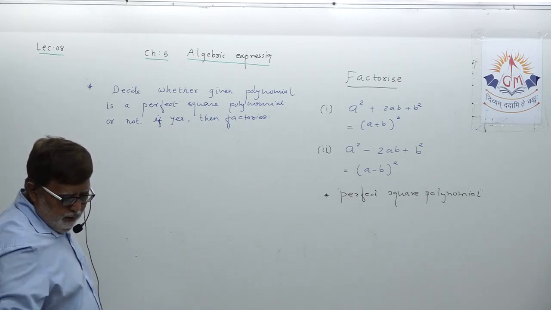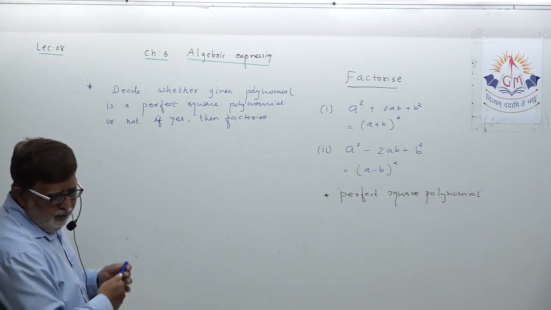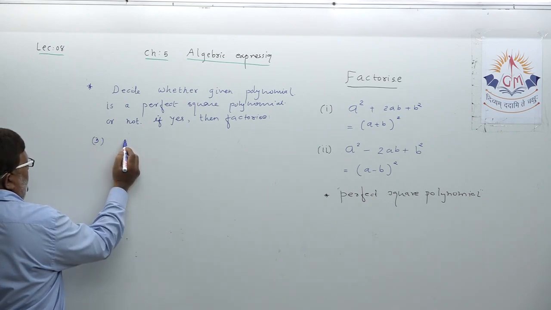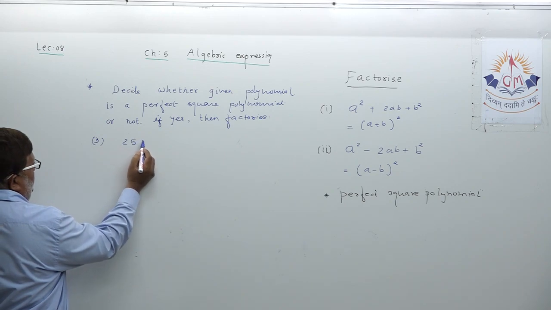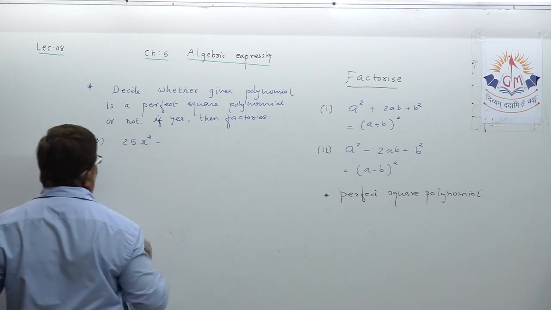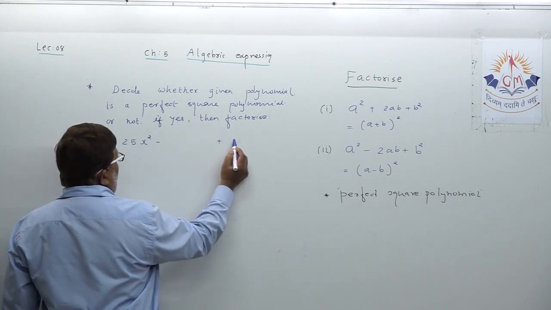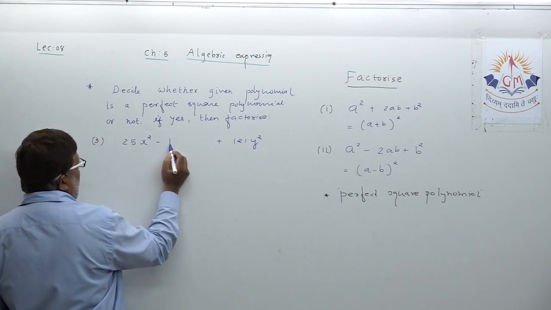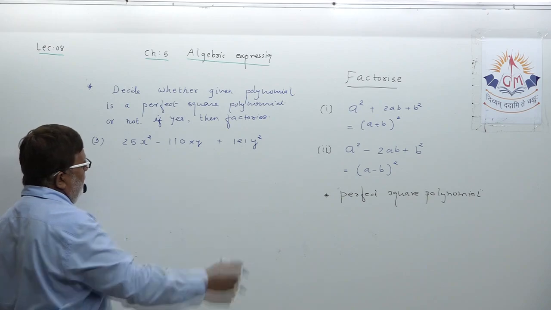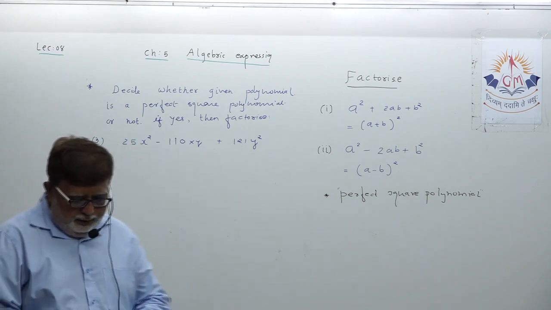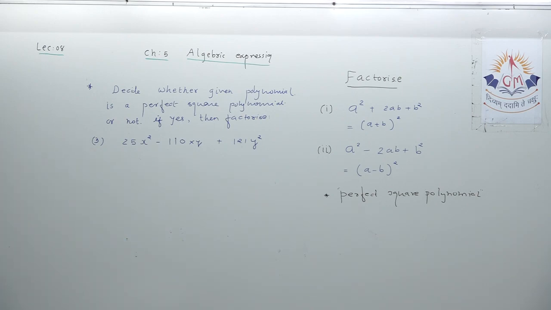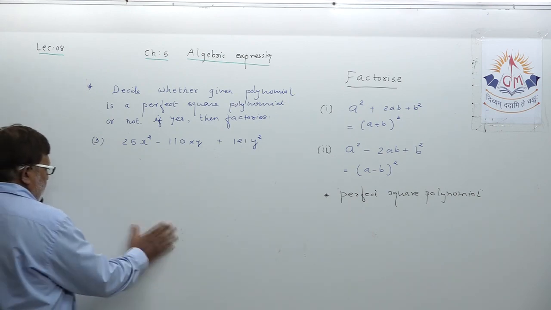Suppose the polynomial is given like this: 25x square, here 121y square, here 110xy. Please first write down the polynomial, okay, and then I will explain to you how to factorize this polynomial.